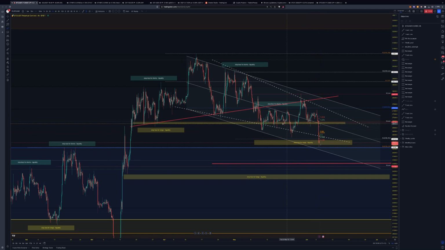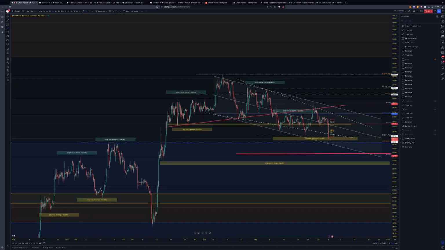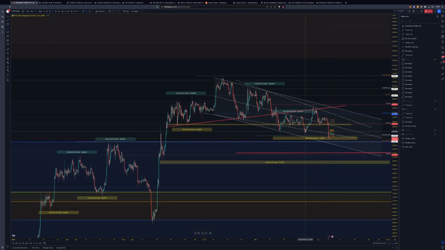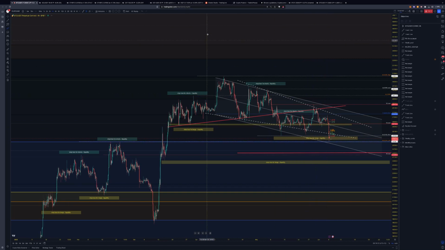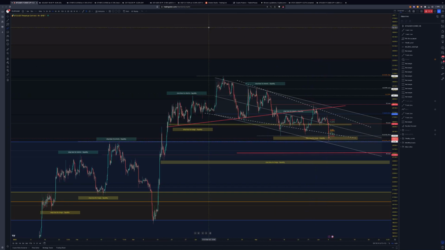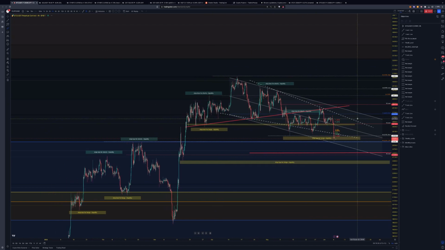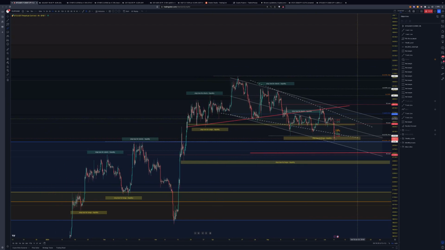We closed below this neckline again, so this is going to be problematic to go bullish now. We just have to see how this responds, but that is a strong move, and we've seen a whole bunch of liquidations. So the bears are in control. I'll leave it at that.